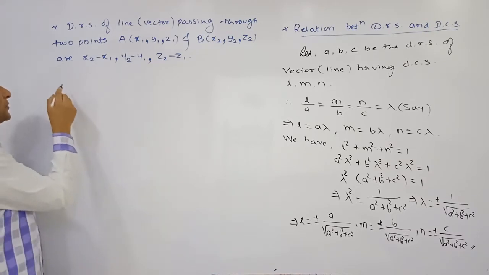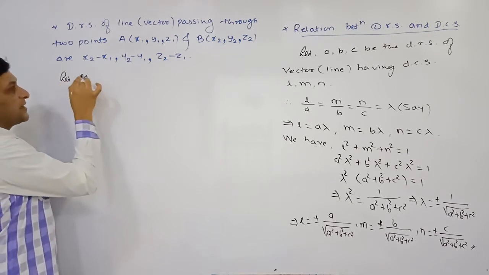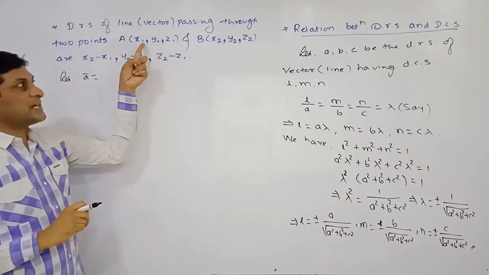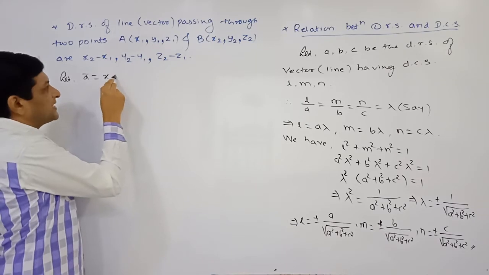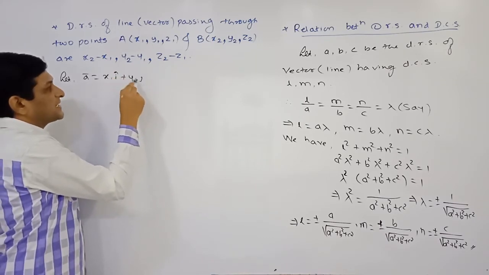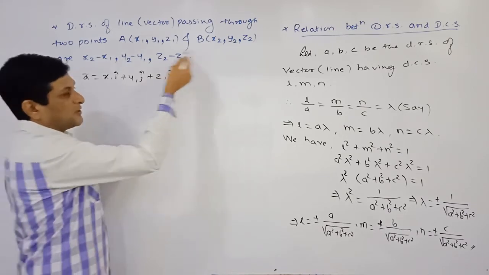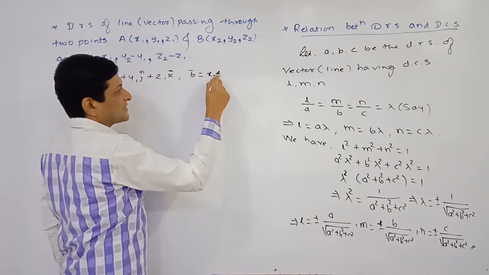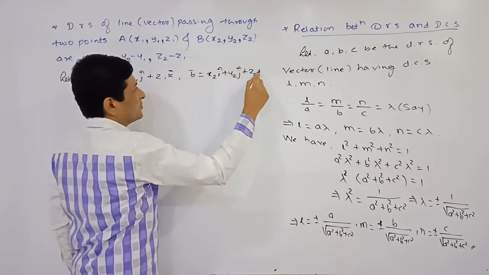Well, let us try to prove it. So now here I am supposing that a bar is equal to, I am denoting the position vector of this point by a bar. If its coordinates are given to us, the position vector can be defined as x1 i cap plus y1 j cap plus z1 k cap. In the same way, what will be the value of b bar? From this coordinate, its position vector is x2 i cap plus y2 j cap plus z2 k cap.